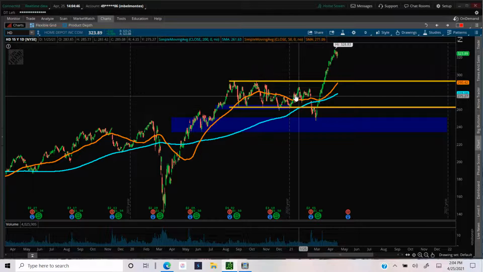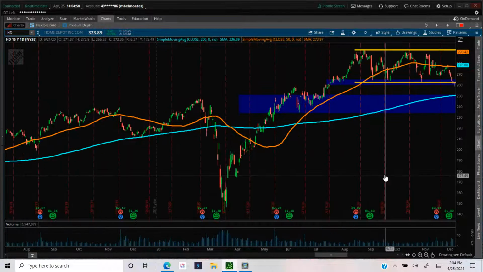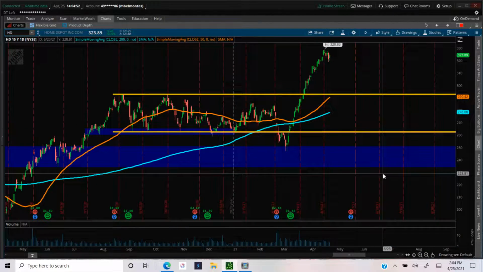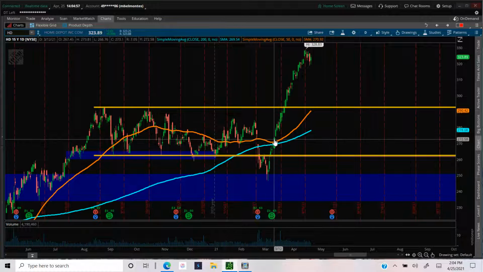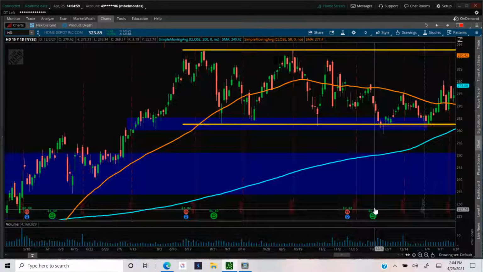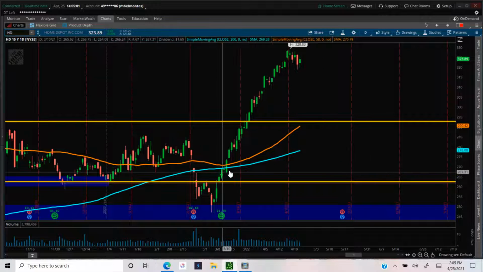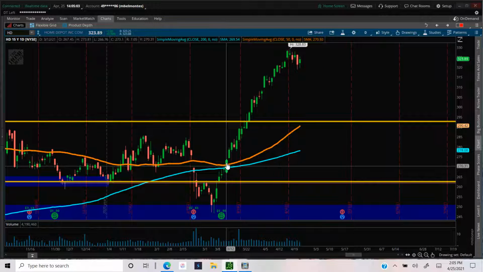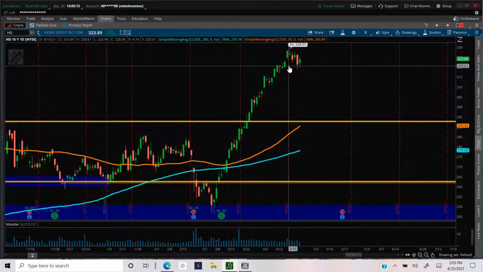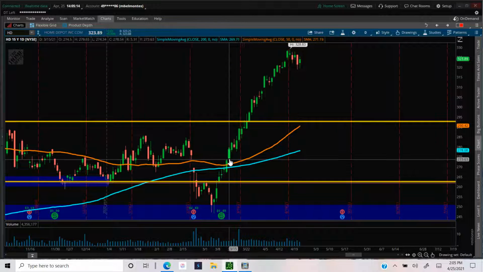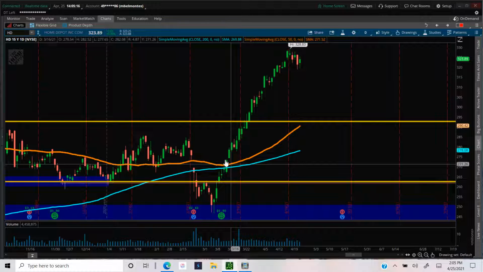Now, the moment price got above both moving averages was very, very bullish. So this candle right here was a clean indicator that Home Depot was going to keep moving higher.